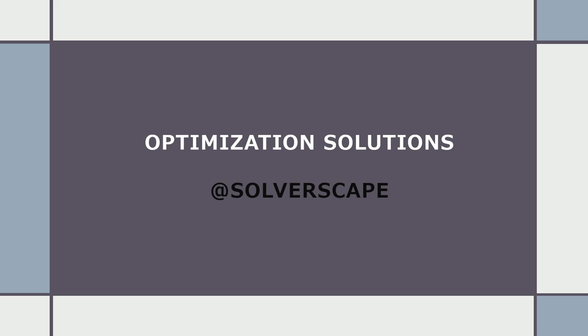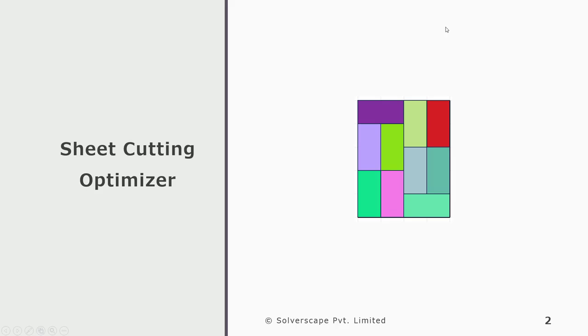Hi, Solverscape provides customized solutions for optimizing processes in logistics and supply chain management. In this video, we are going to look at one of the optimization models developed by Solverscape. It's called the Sheet Cutting Optimizer.